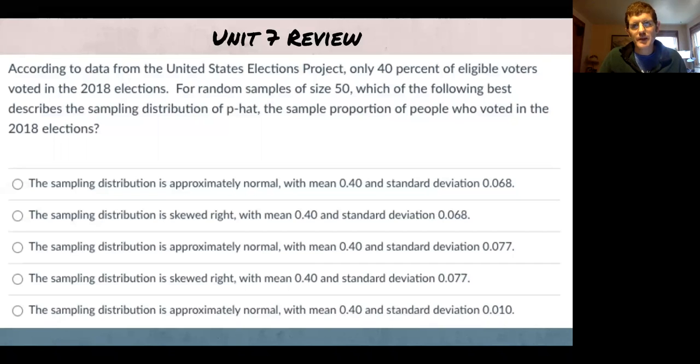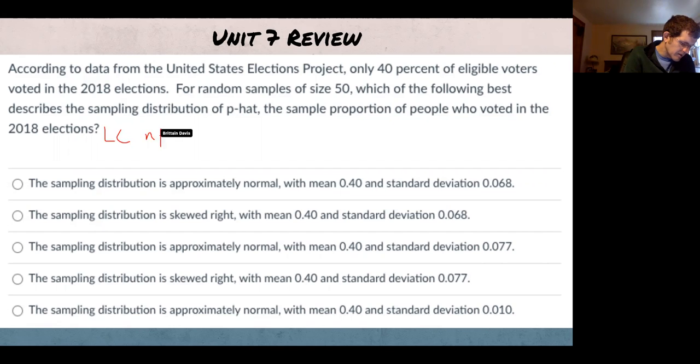All right. So in this case, they're asking us to figure out, is our sampling distribution approximately normal? And what is the standard deviation going to be? The way we assess normality is with large counts. That means n times p has to be greater than or equal to 10. N times 1 minus p has to be greater than or equal to 10.